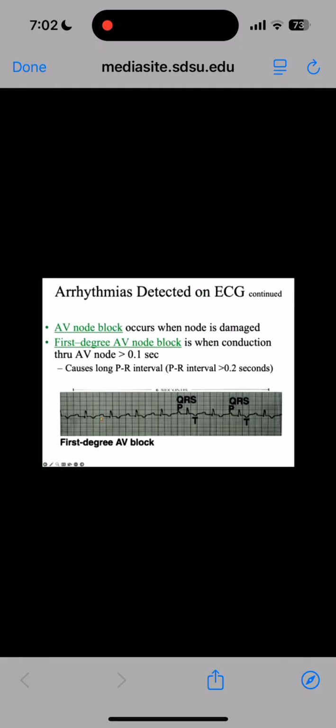And I think the easiest one here, you can see this is the beginning of the P wave, and you're going over here, which is about 1.5 squares. That is 0.35 seconds. So that means, and that is very consistent, that is consistent of first-degree AV node block.